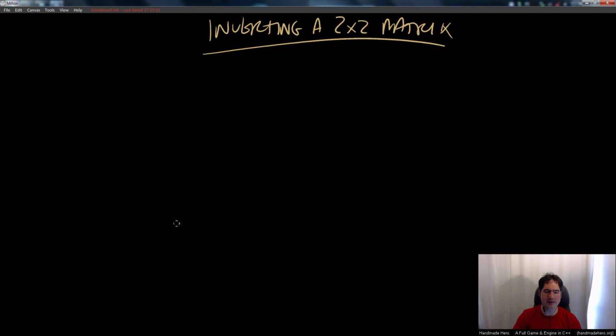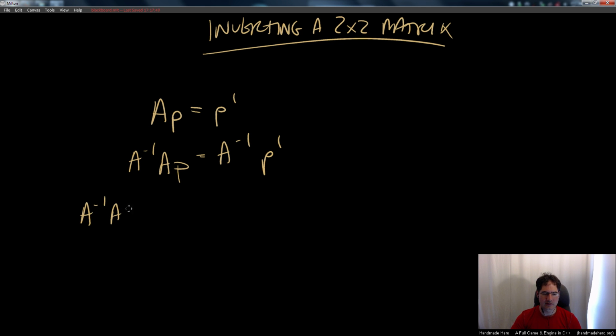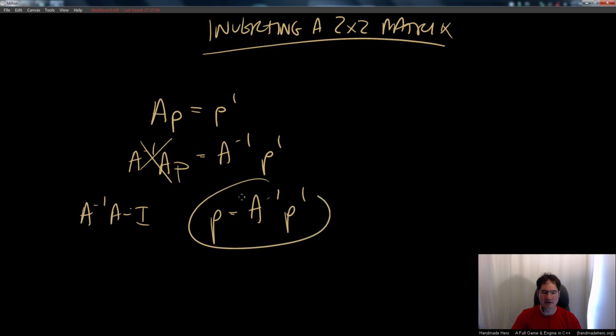All right, so if you remember from yesterday, we had an equation that looked like AP equals P prime, and we actually wanted to solve for P, so we needed to multiply both sides by the inverse of this transform, A inverse. And so that's going to give us this equation. Now we know that A inverse A equals the identity matrix, so this goes away and we're just left with P equals A inverse P prime. This is the equation we wanted to solve. And so in order to solve it, we obviously need to know how to produce A inverse. That is where we are at today.